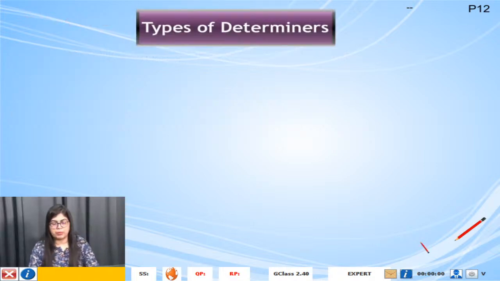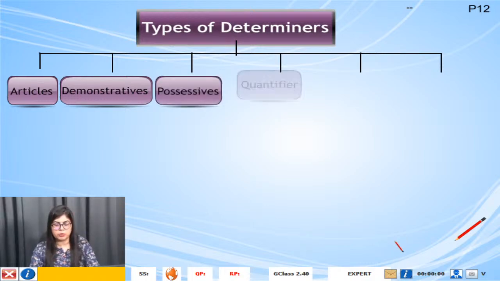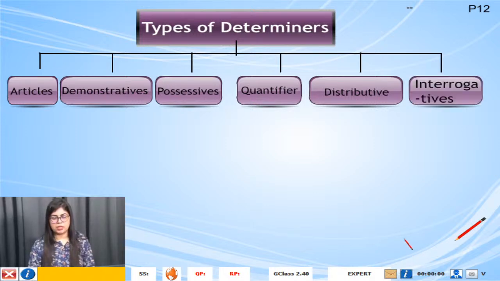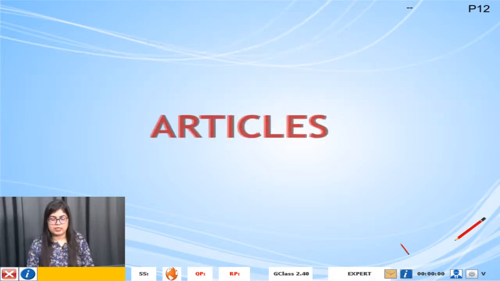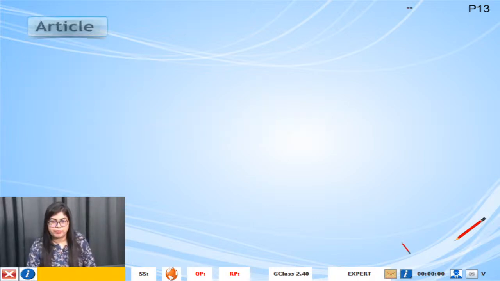So now, types of determiners. First we have articles, then demonstratives, then possessives, then quantifiers, distributives, and interrogatives. So let's look at articles first. Article is a kind of determiner.